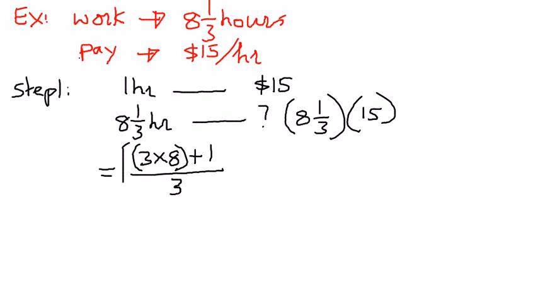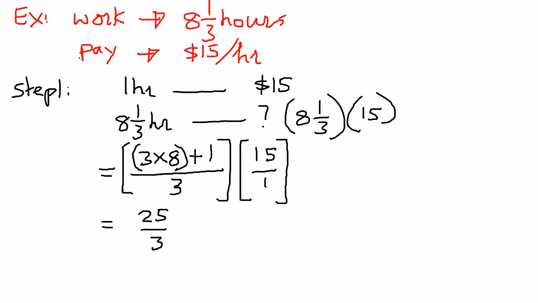And then we take this whole thing and multiply it by 15 over 1. We wrote 15, a whole number, as a fraction like that. So we simplify this some more. 8 times 3 is 24, plus 1 is 25, divided by 3, times 15 over 1. Now we said if we have numbers in the numerator and numbers in the denominator which are multiples of one another, we can simplify them.